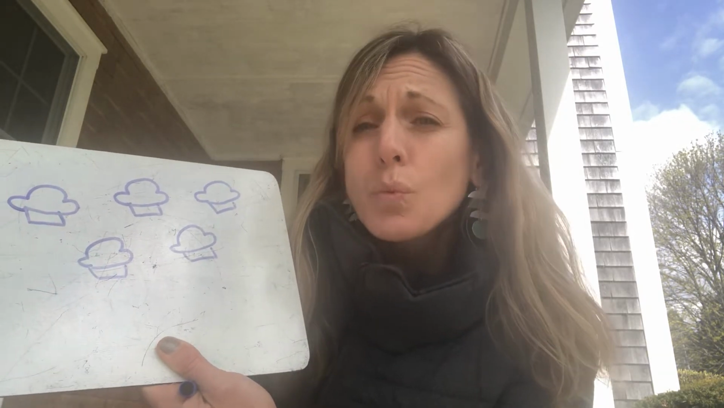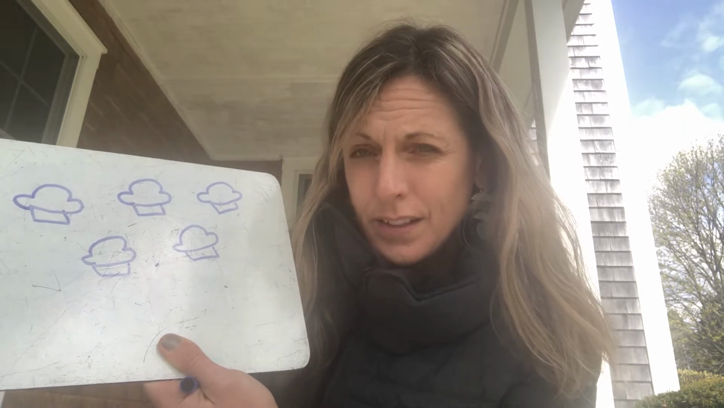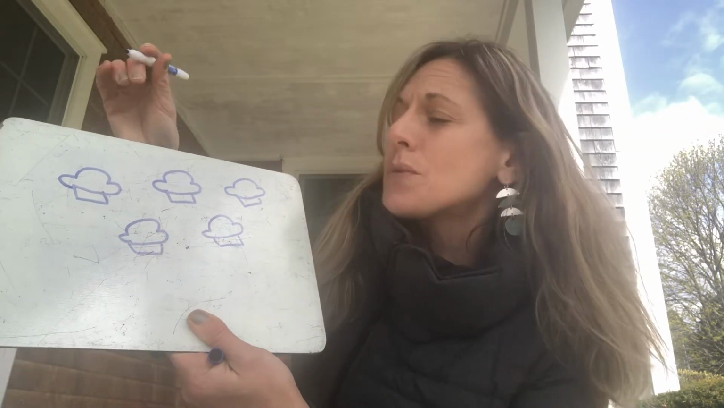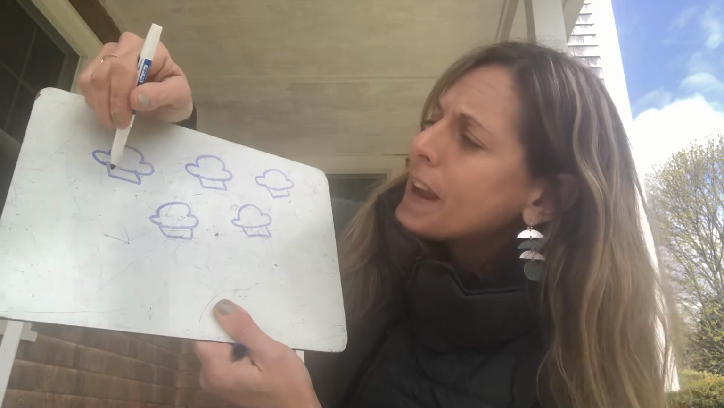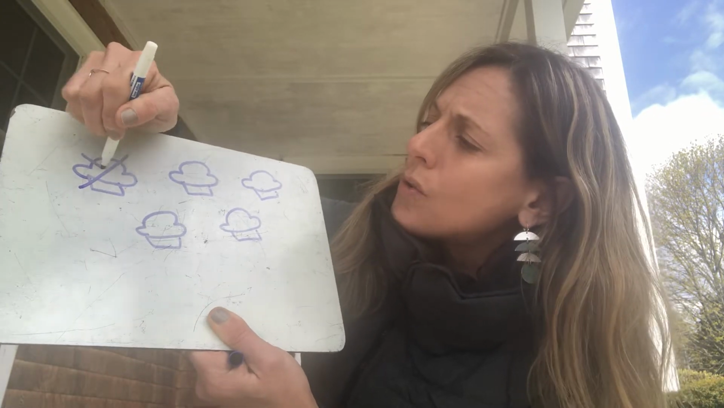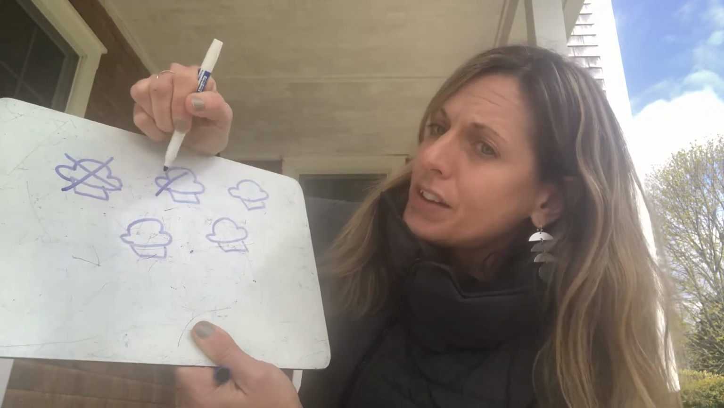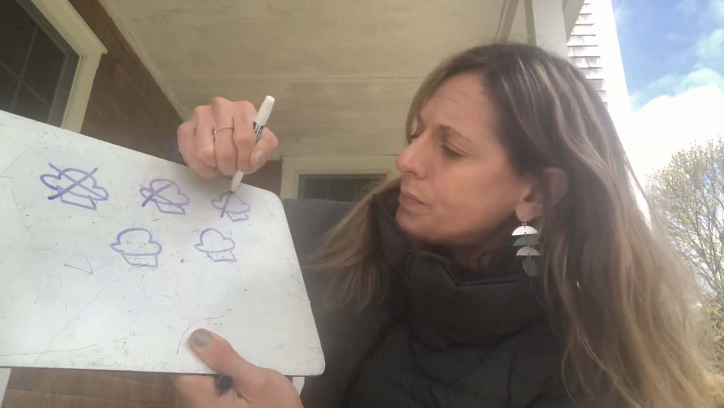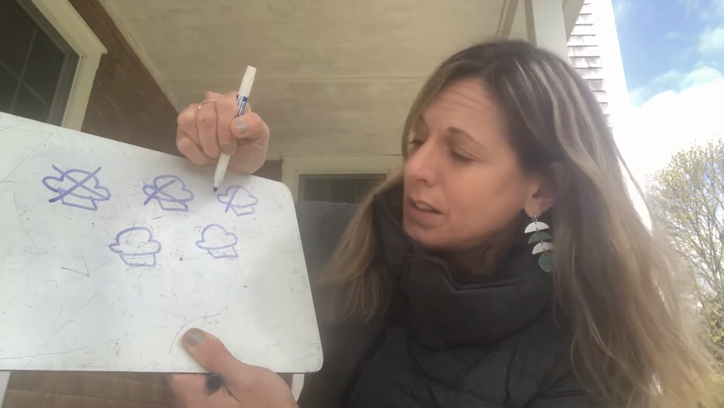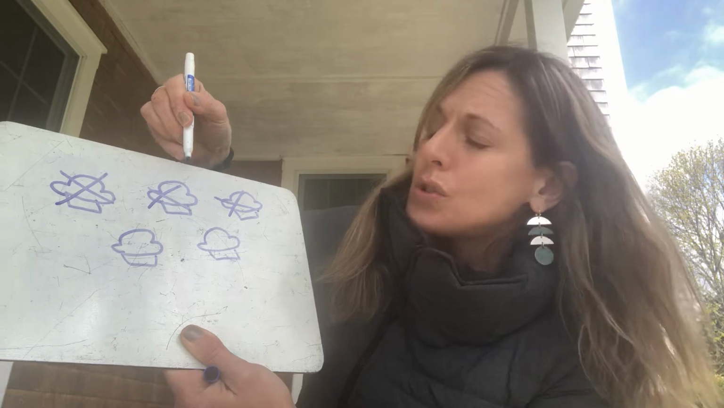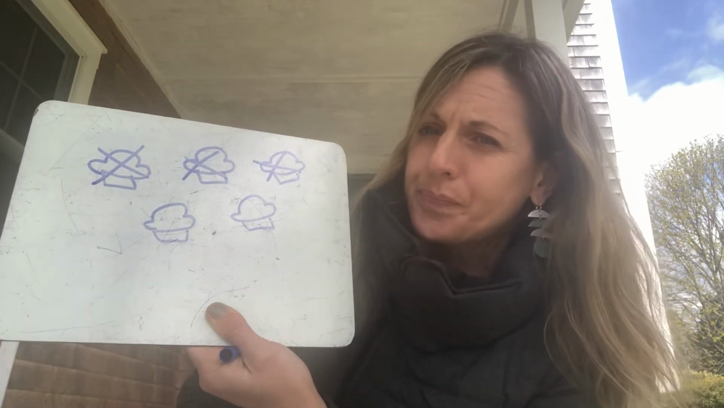3 muffins were eaten. Okay, so now what we're going to do is we're going to use our marker or our pencil. We're going to cross out 3 muffins. X them right out because they went into somebody's tummy. 1, 2, 3. X'd out.